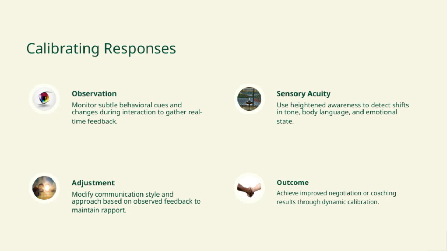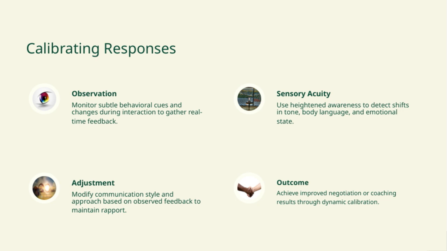Now, let's talk about the outcome we're aiming for. The goal here is to achieve improved negotiation or coaching results by using dynamic calibration. This means adjusting your approach in real time to better connect and communicate effectively. Next, we have the adjustment.